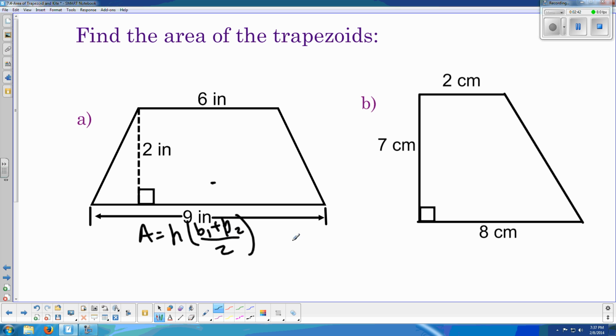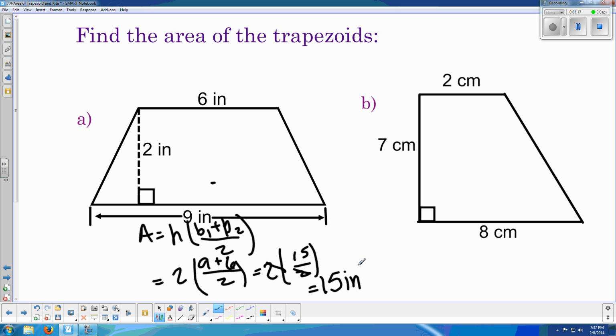So I have my height, which is 2, so I have 2 times base 1, which is this whole length here, so 9. So base 1 is 9 plus my base 2, which is up here, which is 6. So I have 9 plus 6 divided by 2. So now I have 2 times 9 plus 6 is 15, divided by 2. Now I have 2 times 15 over 2, so my 2's are going to cancel, and I'm going to end up with 15, and don't forget our label, inches squared.